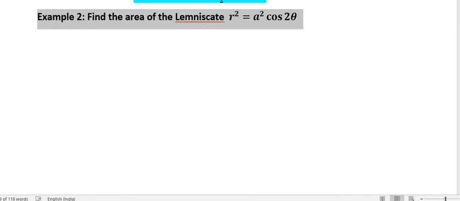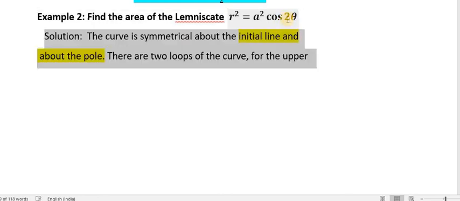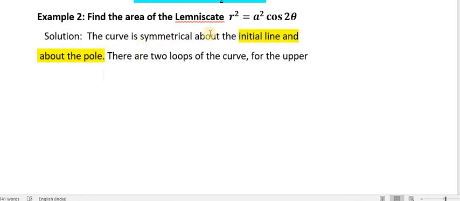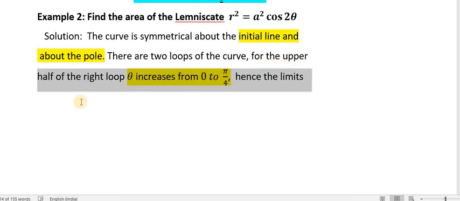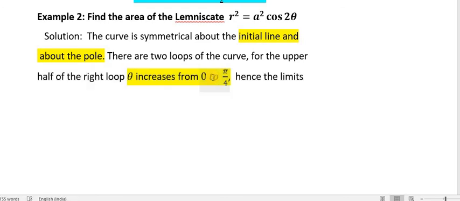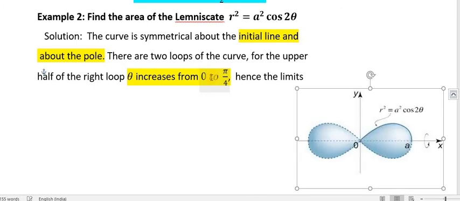Example 2. Find the area of lemniscate r square is equal to a square cos 2 theta. Solution. This curve is also symmetrical about the initial line and about the pole. So there are 2 loops of the curve. For the upper part, theta increases from 0 to pi by 4. Hence the limits are 0 to pi by 4, and the diagram of the lemniscate is as shown here.